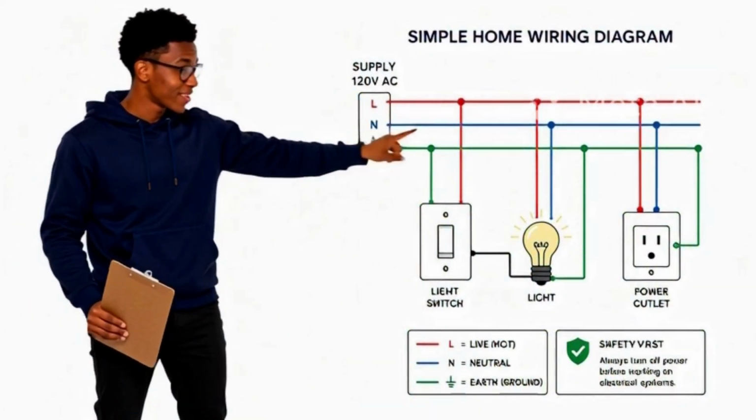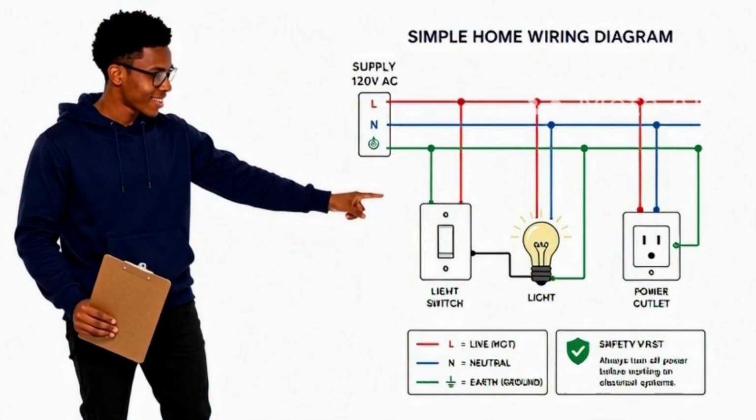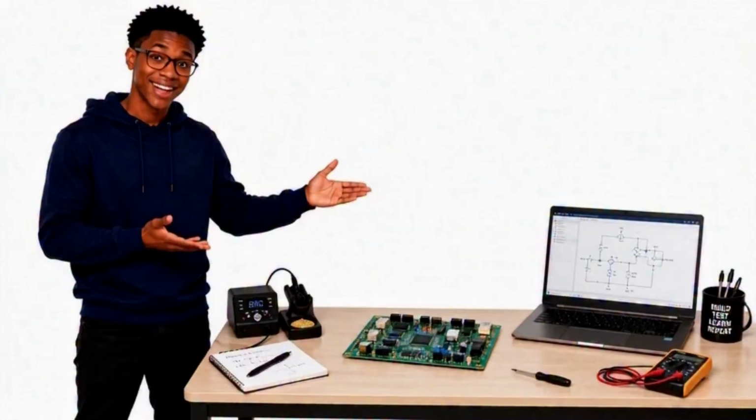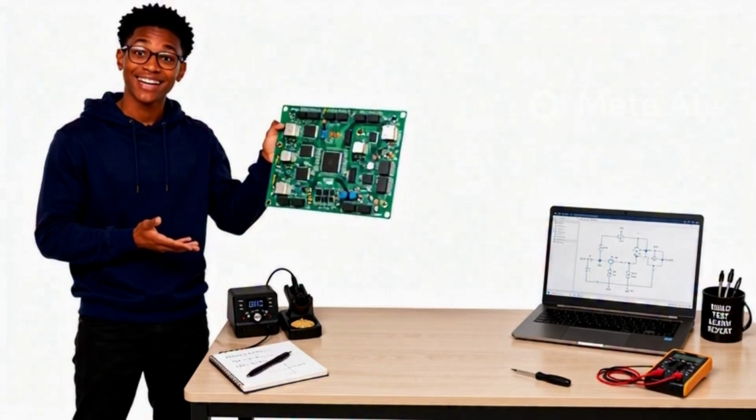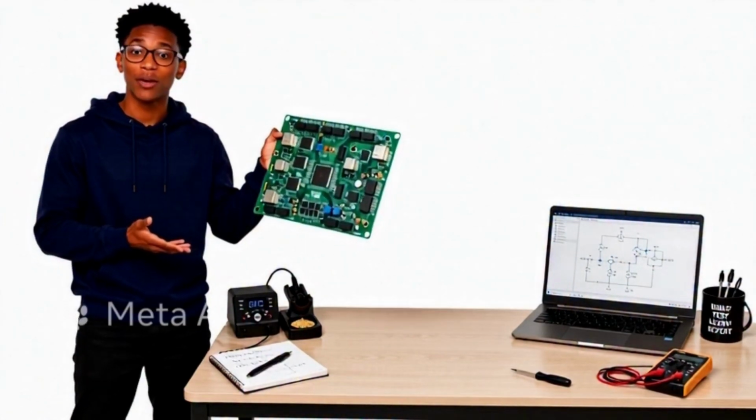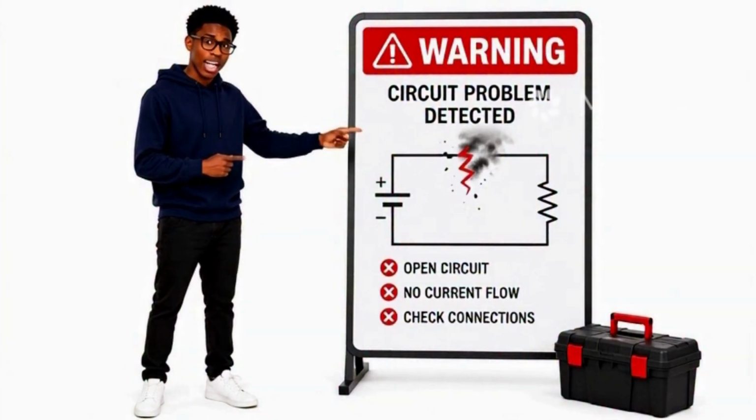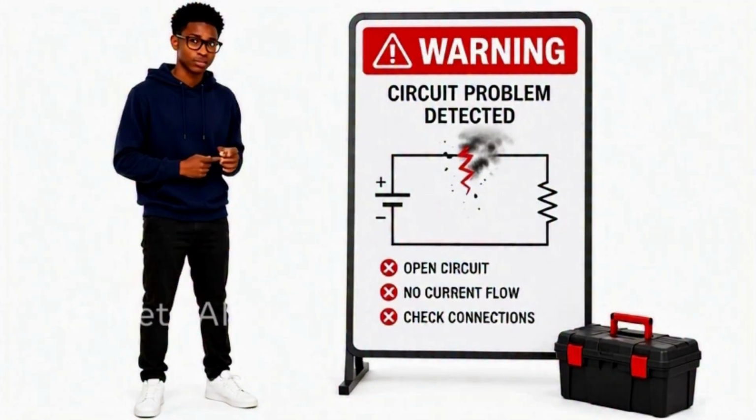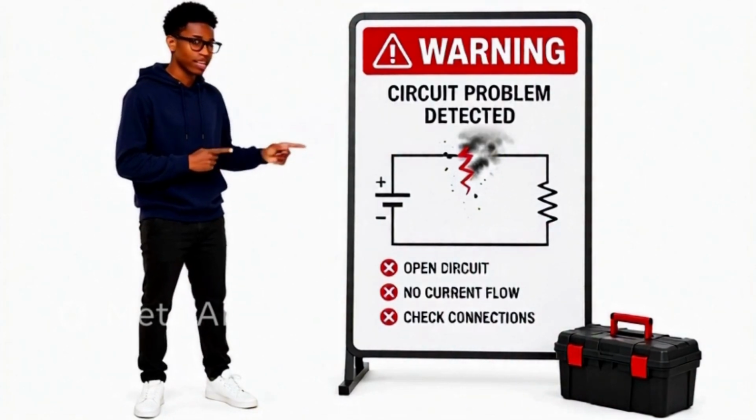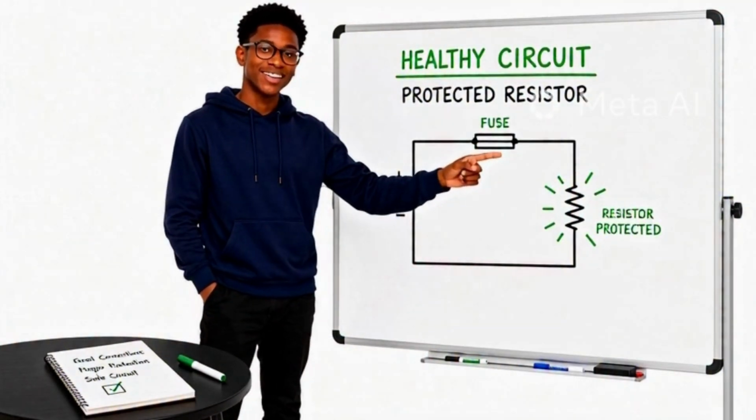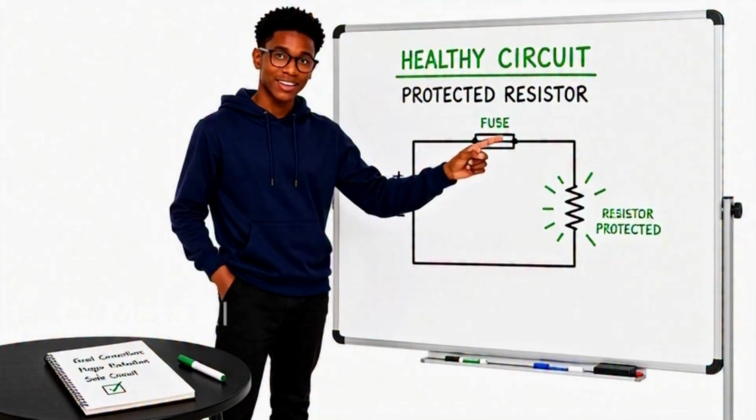Electricians use Ohm's law when designing and troubleshooting wiring systems. It helps ensure circuits operate safely. Electrical engineers rely on Ohm's law every day. It is one of the most important tools in circuit design. Without proper calculations, circuits can overheat or fail. Understanding resistance helps prevent these problems. By applying Ohm's law correctly, engineers can protect components and improve circuit performance.